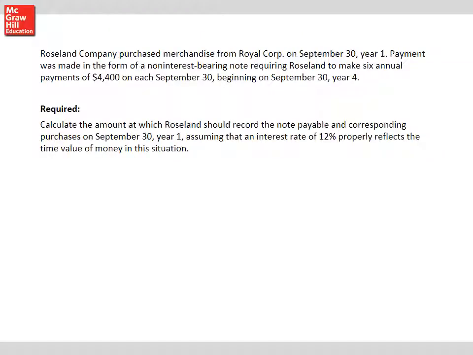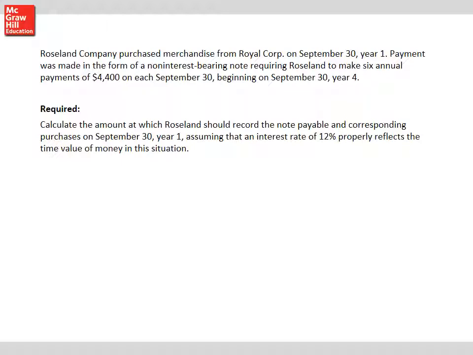Roseland Company purchased merchandise from Royal Corp on September 30th of year 1. Payment was made in the form of a non-interest-bearing note requiring Roseland to pay 6 annual payments of $4,400. Non-interest-bearing doesn't mean there's no interest. It just means it's not a stated rate of interest on the loan itself. We still need to figure out how much of that payment is interest.